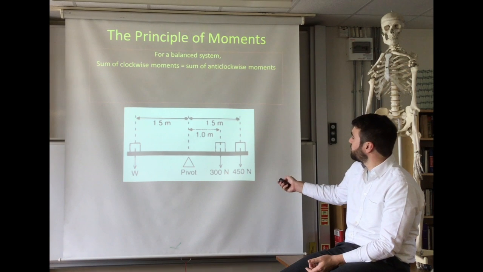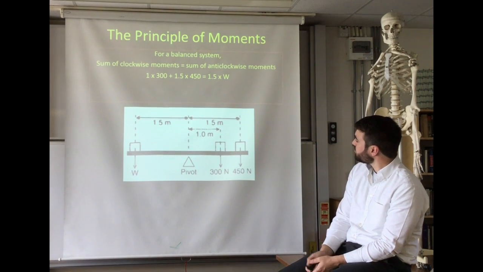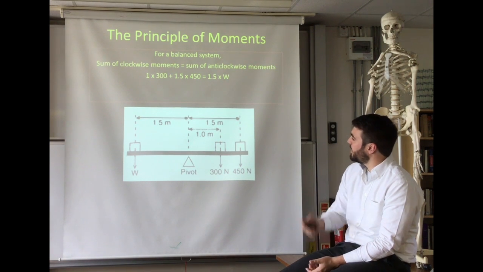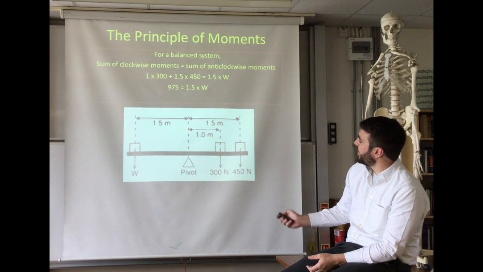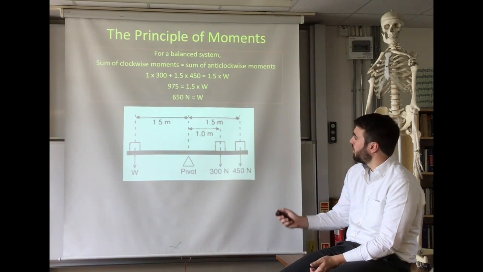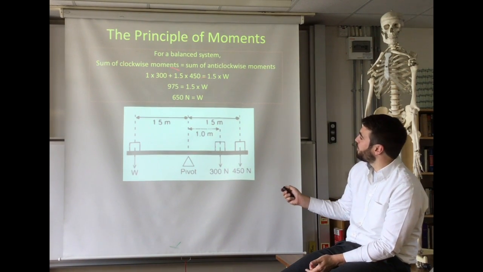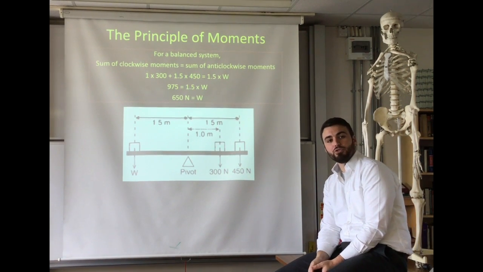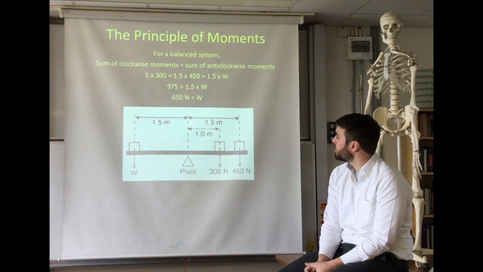Well, the clockwise moments, I've got 2, so I'm going to add them up. And I'm going to apply 1.5 times W. If we then times it out, you get this, divide through by 1.5, and you get your answer. Every time, write the principle of moments and get your units right at the end. Here I'm finding a force, my unit will be newtons.